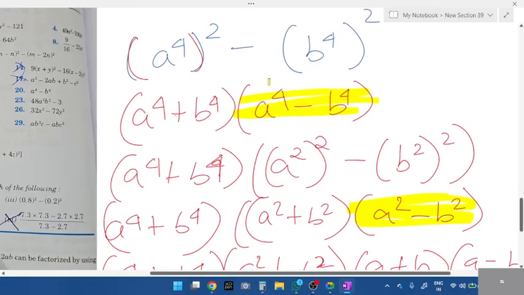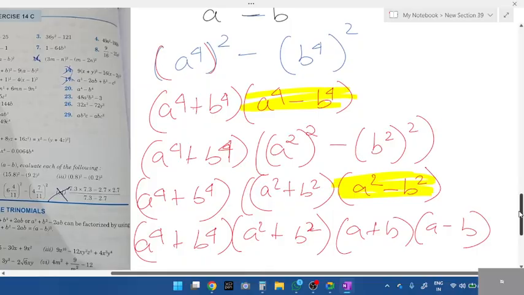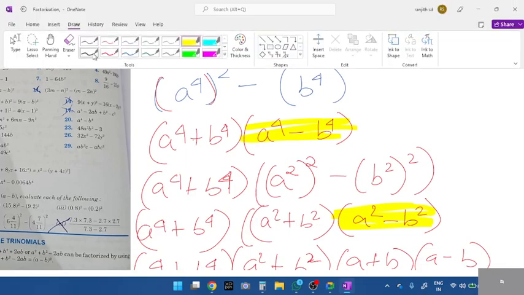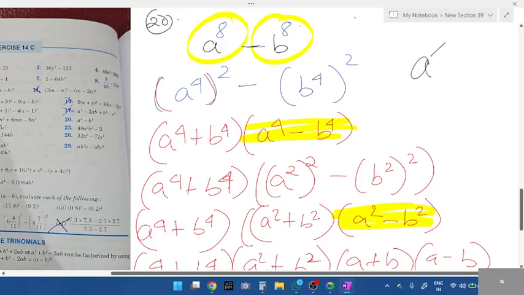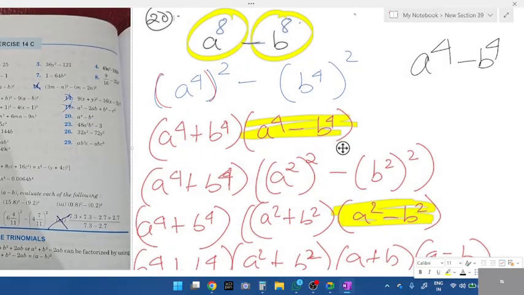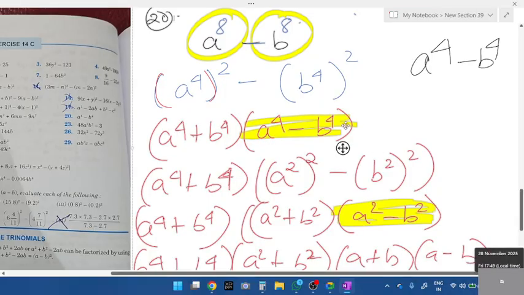Fine. This is just for explanation purpose. They won't give this power, students. What's the power I have given in the question? 8. They won't give 8. Maximum they'll give you only 4. Okay, so don't worry about this. Maximum they'll just give 4 power. 20th question. So mark 20th, practice later. Just go through that later.